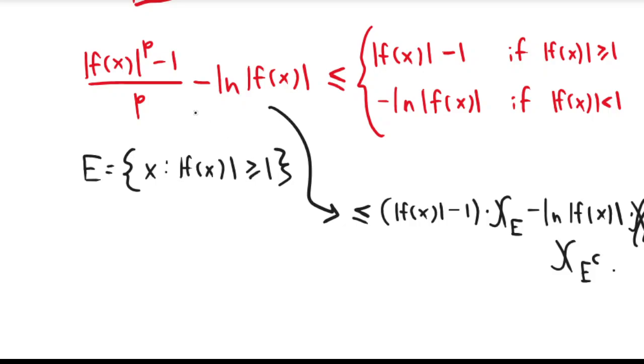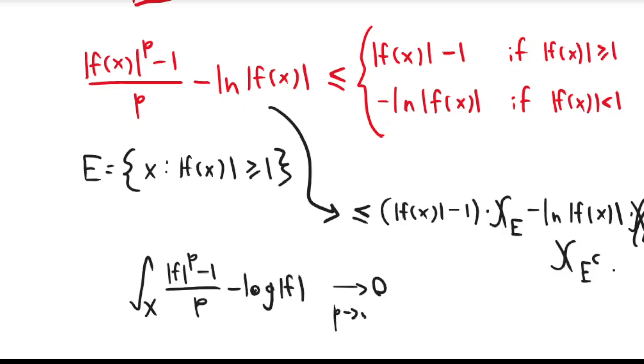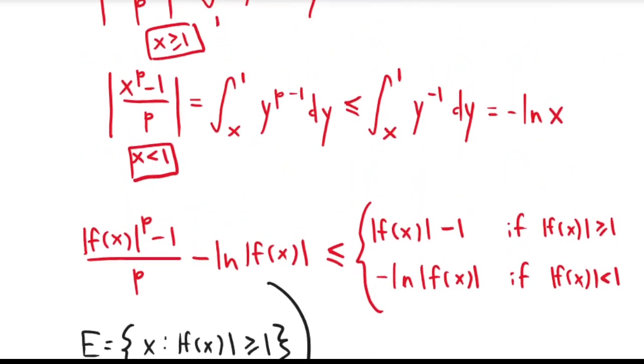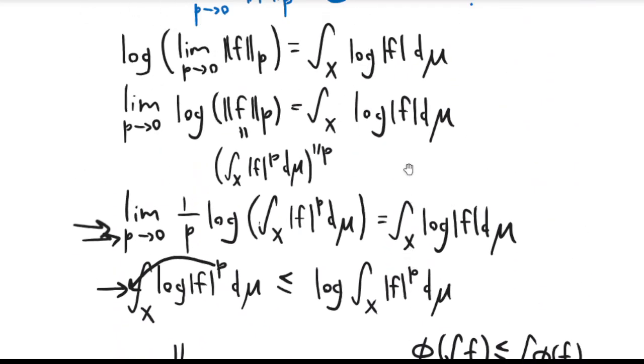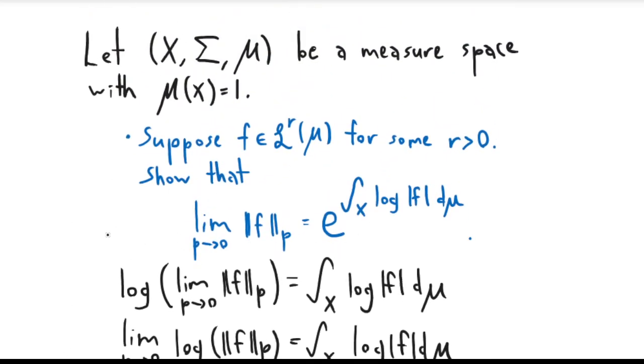So really the point here is that the function that we're integrating is dominated by something that is in fact an integrable function. And so that allows us to interchange the integral with the limit. And so it allows us to say that this integral of log absolute f goes to 0 as p goes to 0. And if we go back, basically all of this was equivalent, right? So just going all the way back to the beginning, all of this was equivalent to this identity here. This is what we were originally trying to show.